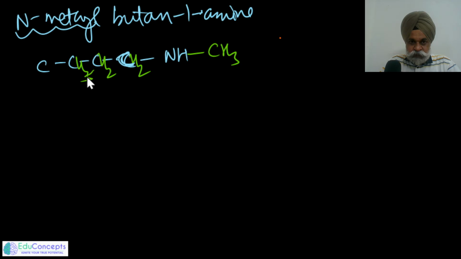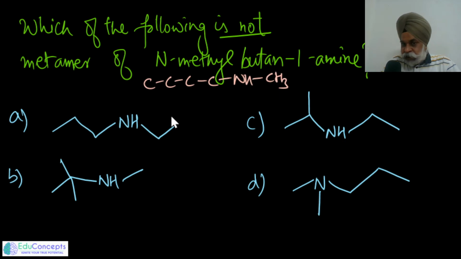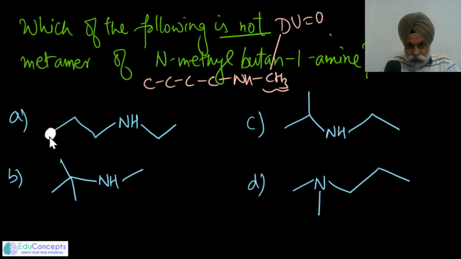For this you have to see what they have asked. Which of the following is not a metamer of this? Which out of these is not a metamer? This is the compound they are asking about, N-methyl butane 1-amine. What you have to see here is that for this, DU happens to be 0. There is no pi bond or ring here. So if there is no pi bond or ring here, all of these structures should not have that either. So you have to take these as carbon atoms.